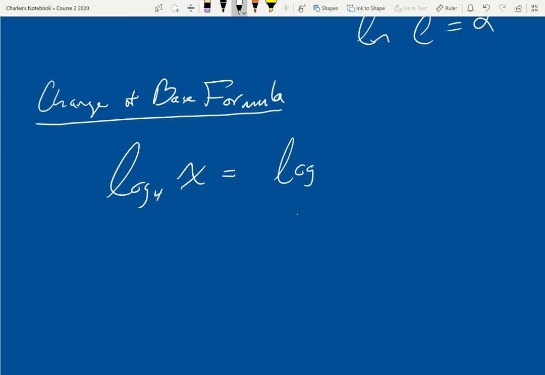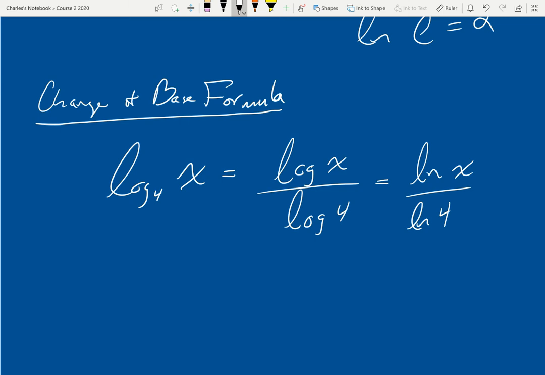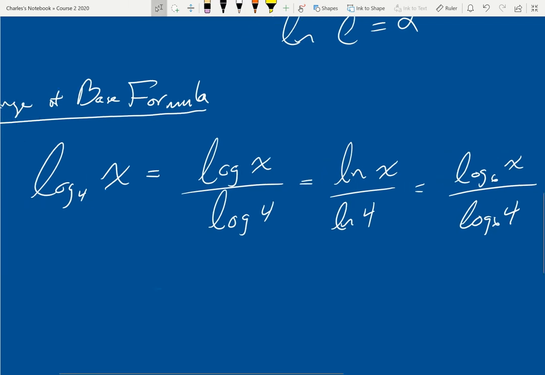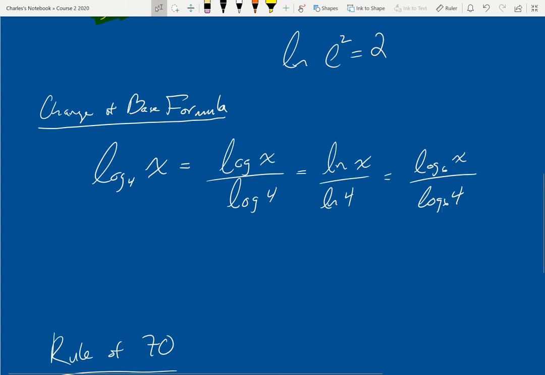So the log base 4 of x is the same thing as saying log of x divided by the log of 4, which would be the same thing as saying the natural log of x divided by the natural log of 4. Or you would never do this, but just to demonstrate the property, I could pick any number here. So let's say log base 6 of x divided by log base 6 of 4. And that's one way that you can change it so that your calculator can handle the problem that you're given. It's going to take practice with a lot of these things.